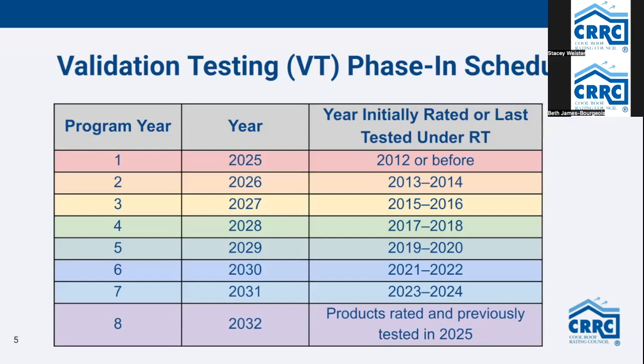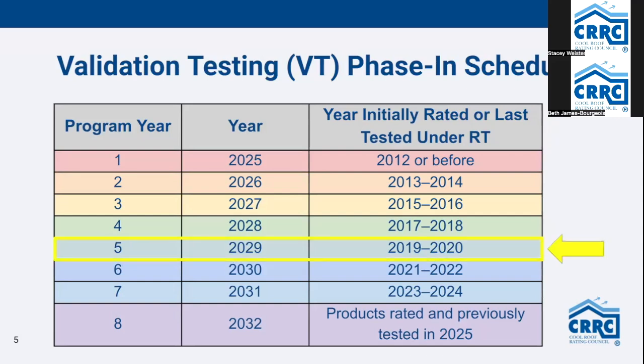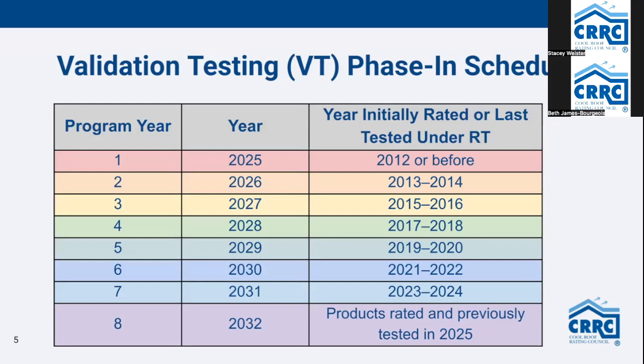So, for example, let's say a product was initially approved in 2010, but went through random testing in 2020. With the phase-in schedule, it would be due for validation in 2029. Or if a product was initially approved in 2018 and has not gone through random testing, then it would be due for validation in 2028.